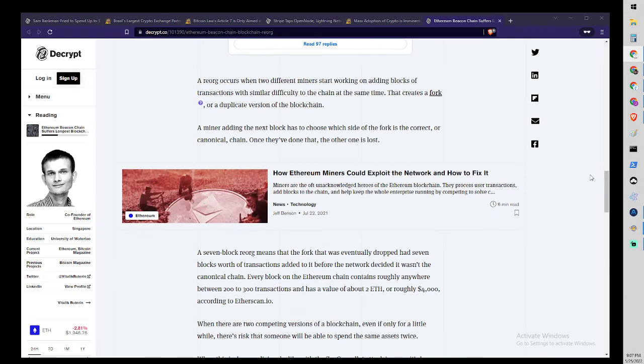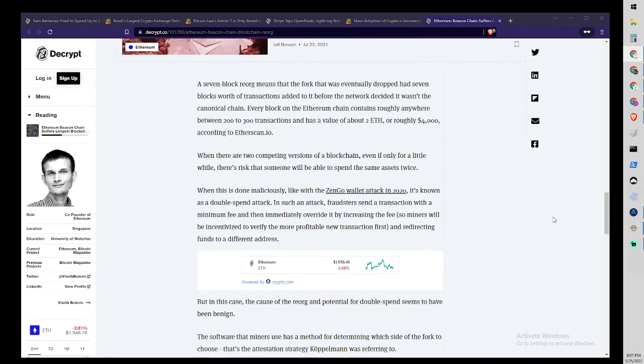Every block on the Ethereum chain contains roughly anywhere between 200 to 300 transactions and has a value of about 2 ETH, or roughly $4,000 according to etherscan.io. When there are two competing versions of a blockchain, even only for a little while, there's the risk that someone will be able to spend the same asset twice.